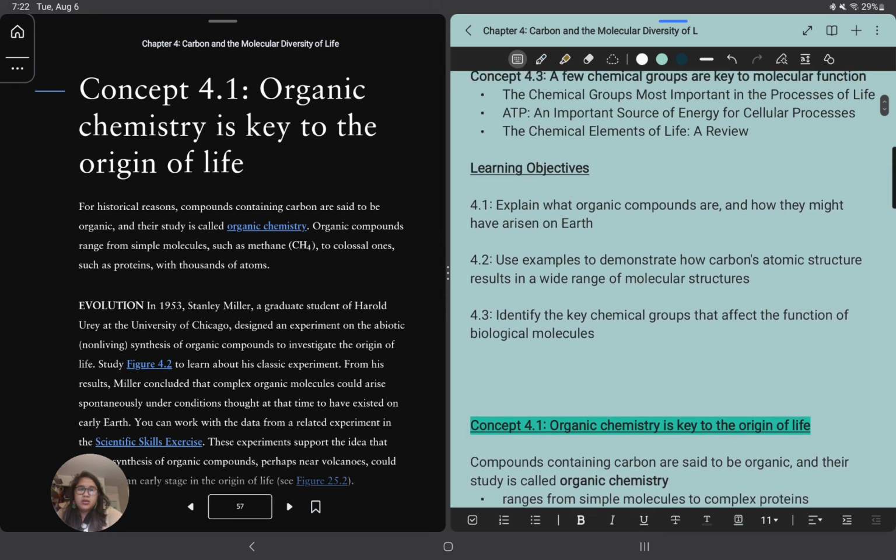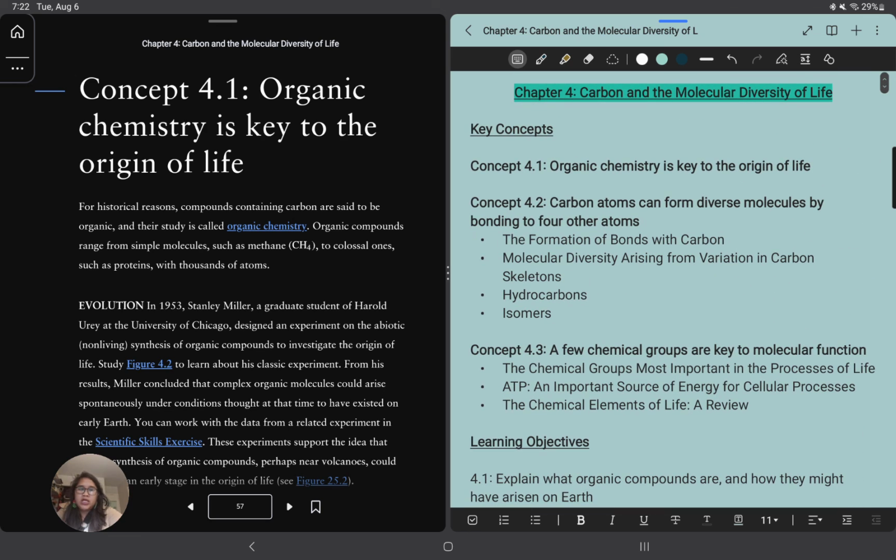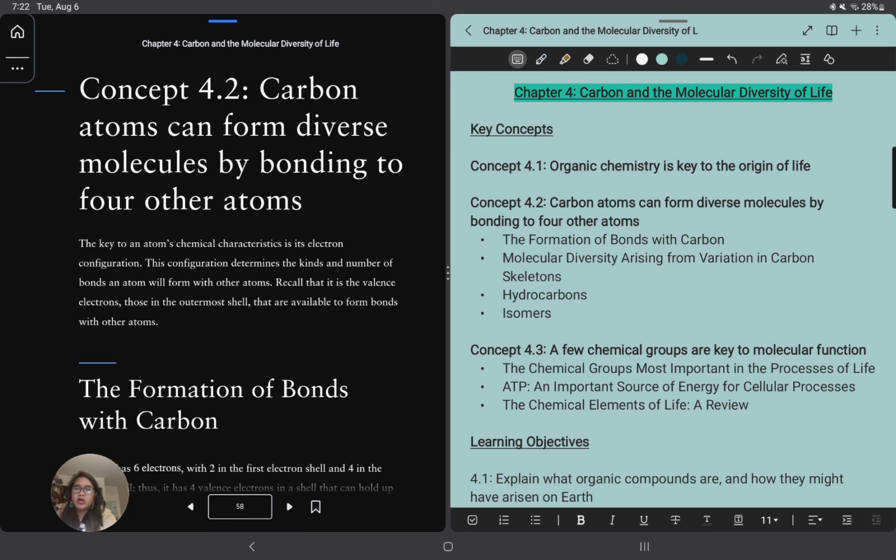Okay. So that's it for concept 4.1. Glad to have gotten chapter 4 started. Next video, we'll be going over concept 4.2. Carbon atoms can form diverse molecules by bonding to 4 other atoms.